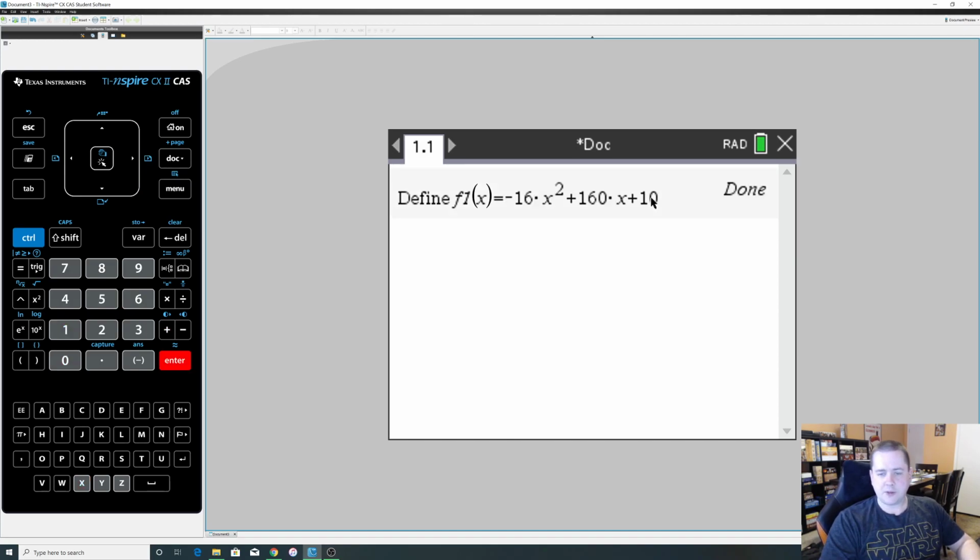I define the function in this way because there's a physical interpretation here. We're talking about an object that's thrown straight up in the air with an initial velocity of 160 feet per second and an initial height of 10. So there's something physical we can think about with a function like this. Negative 16 is due to the force of gravity. So our difference quotient would be f1 of x plus h minus f1 of x over h.